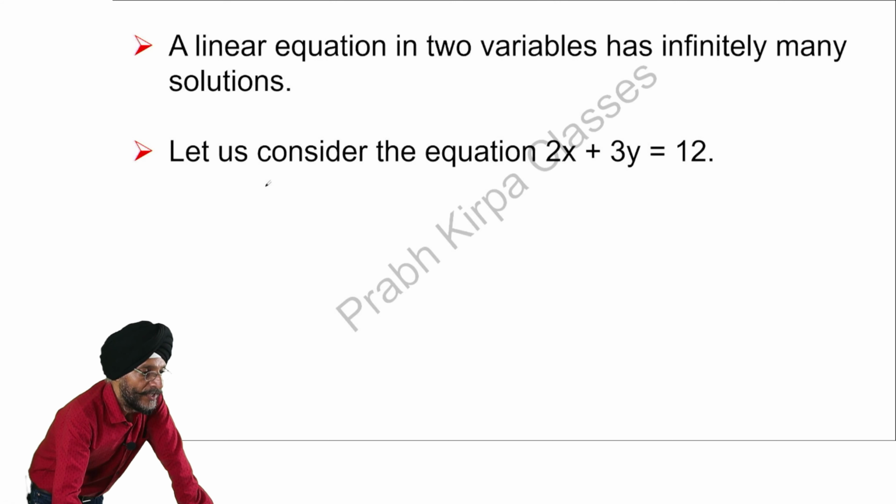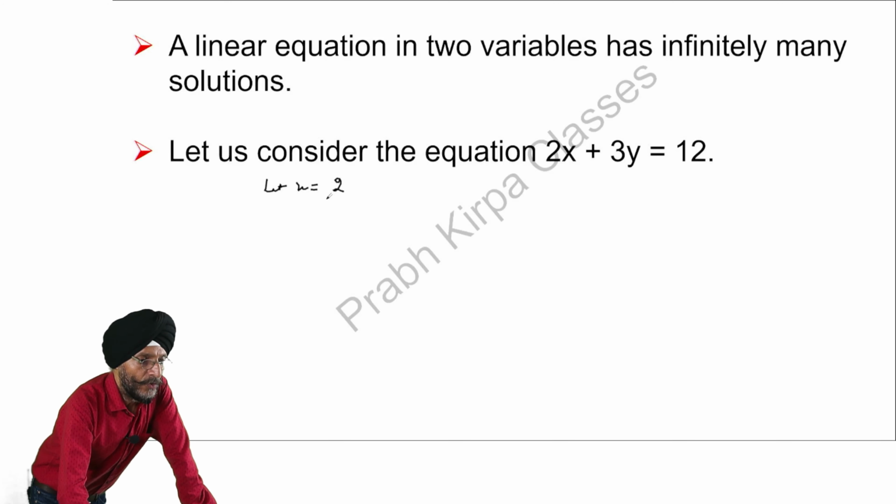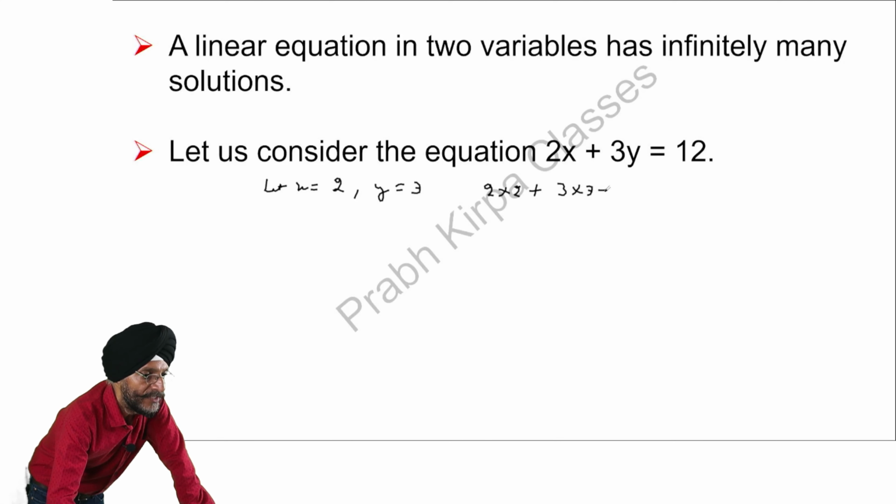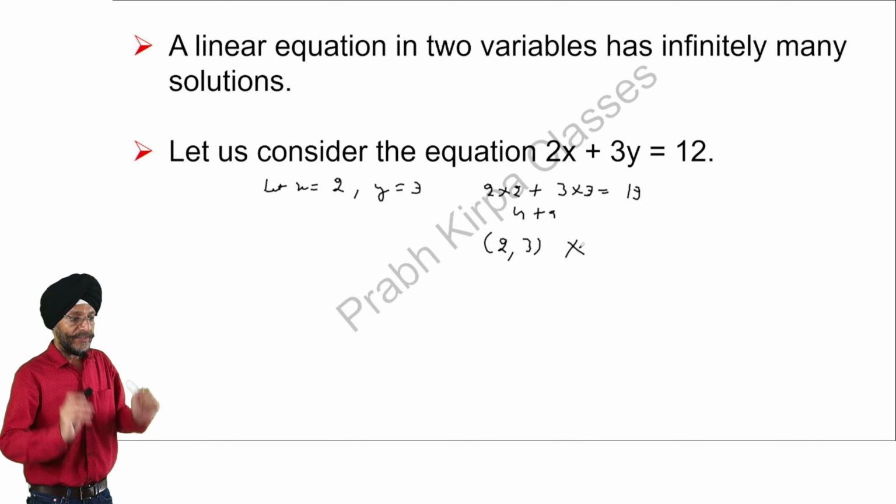Suppose we assume x is equal to 2 and y is equal to 3. Let us fill it in the equation. Then it becomes 2 into 2 plus 3 into 3. What is the answer? 2 into 2 is 4, plus 9 is equal to 13. So here, (2, 3) is not a solution for the given equation.